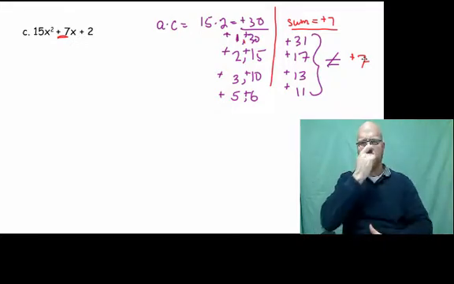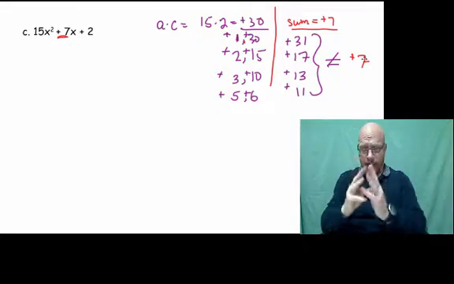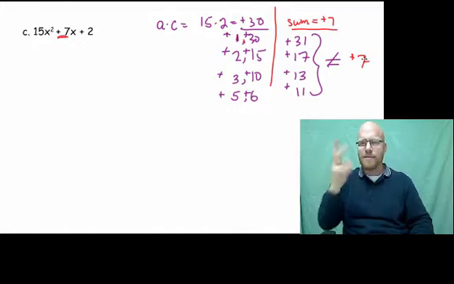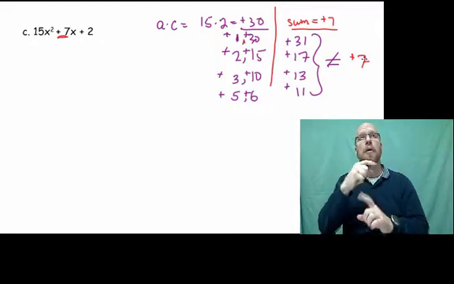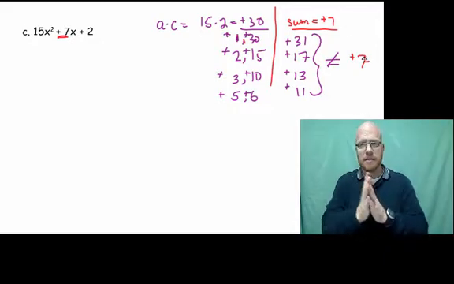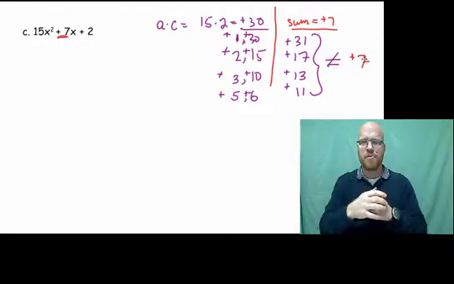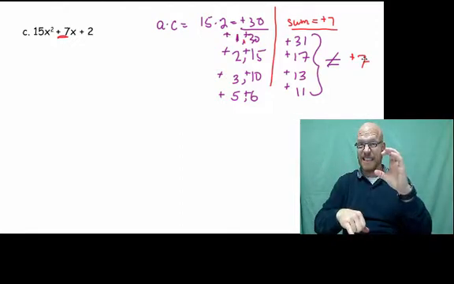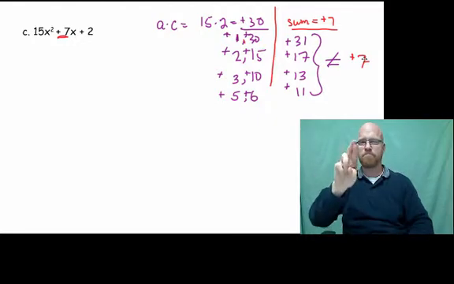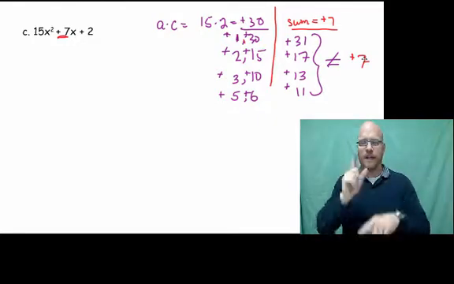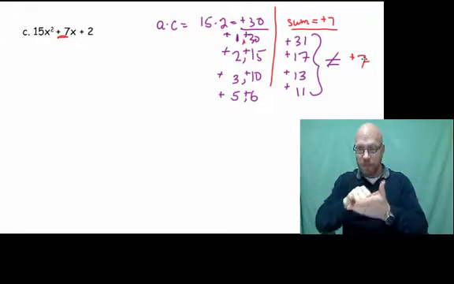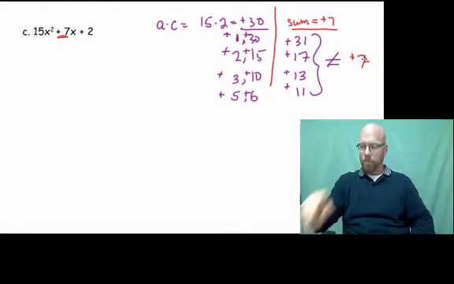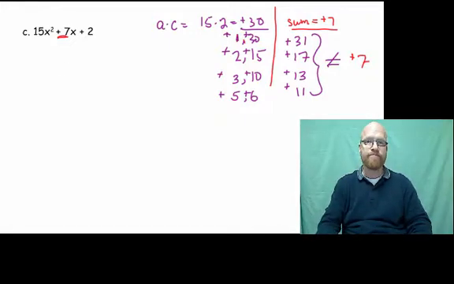Okay, interesting here. I have all my factors of 30. I've added them all together. I have 31, 17, 13, 11. Nothing equals positive 7. Have I overlooked a pair? No. No, I haven't. So I believe they're all there, all possible factors of 30. That means this example, C, is prime. It cannot be factored. So as proof right here, I've added them all together, and there's no way to create positive 7. So I know it's prime. I can be confident in that.